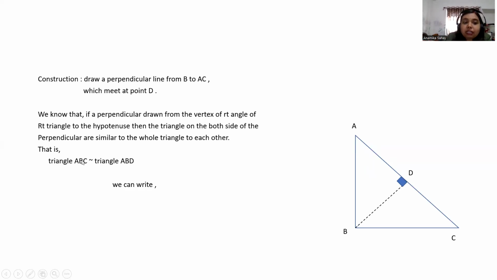So if triangle ABC is similar to triangle ABD, we can write AD by AB, because this is the perpendicular of triangle ABD, and for triangle ABC, this one is the perpendicular side. Again, AB by AC. For triangle ABD, AB is the hypotenuse, and for triangle ABC, AC is the hypotenuse. We can write AB by AD.